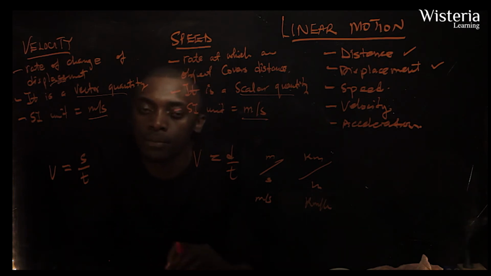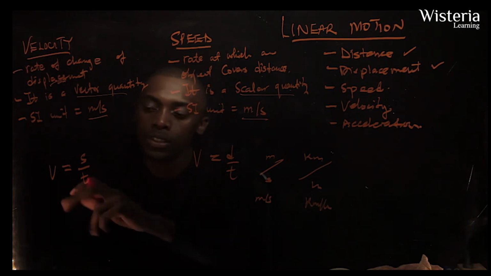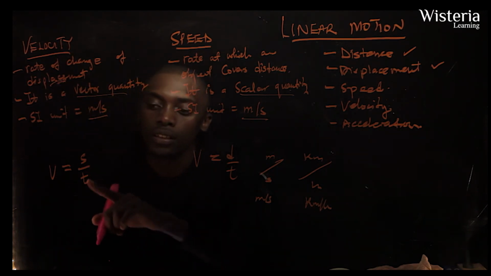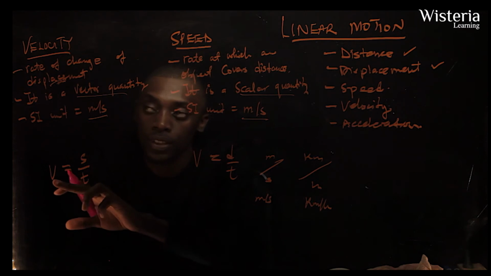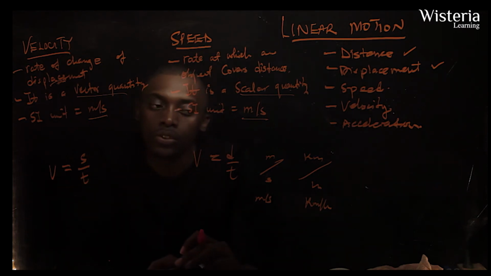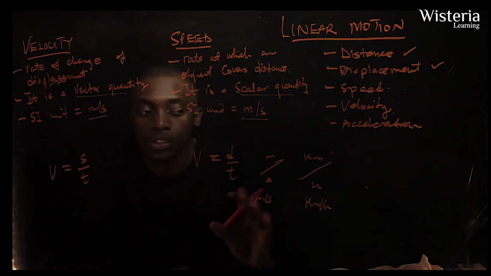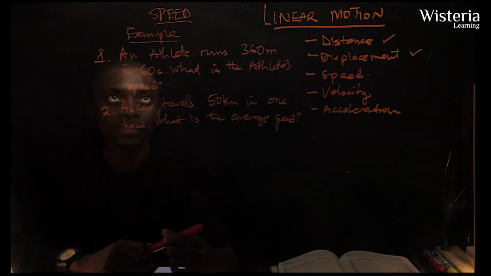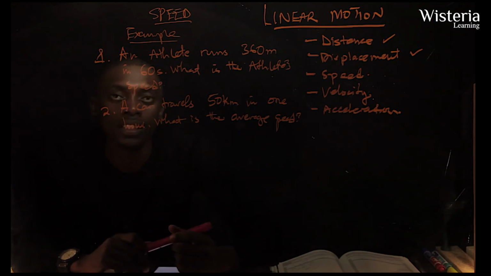And the same can be said for velocity, in that in the formula for velocity the S actually denotes displacement, the T denotes time and the V denotes velocity. So the same as we explained here, we can also explain here. So let's look at an example and see how we can calculate speed and velocity. We have two examples showing how we can calculate speed.